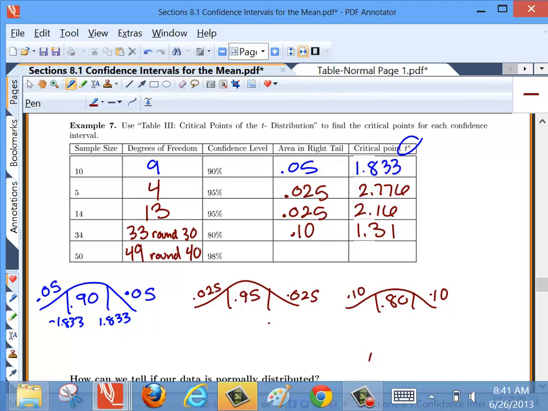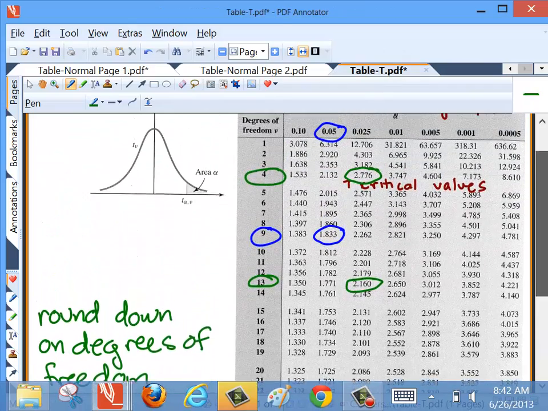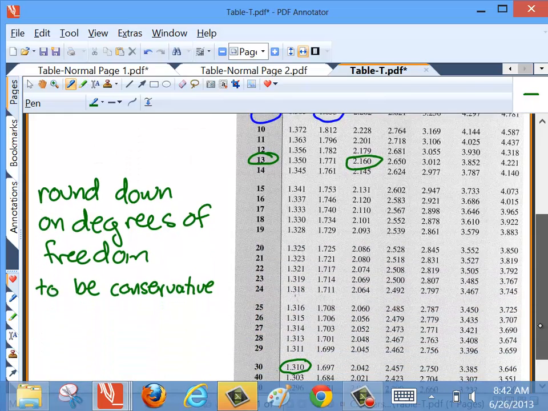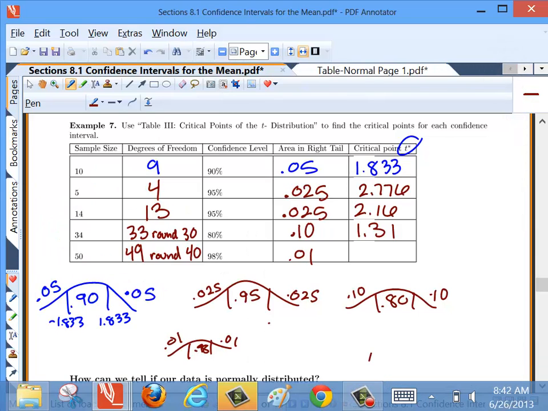40. If I want a 98% confidence interval, then how much is left in each tail? 0.01. So 40 degrees of freedom, 0.01, gives 2.423. Did I write that down right? So that's how you actually find critical points.